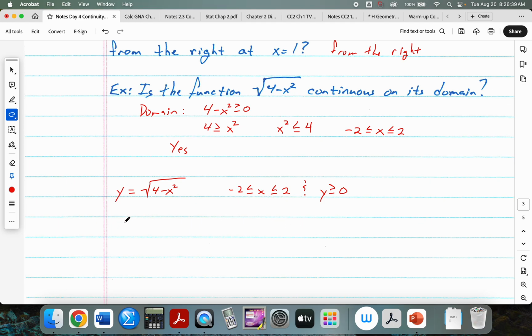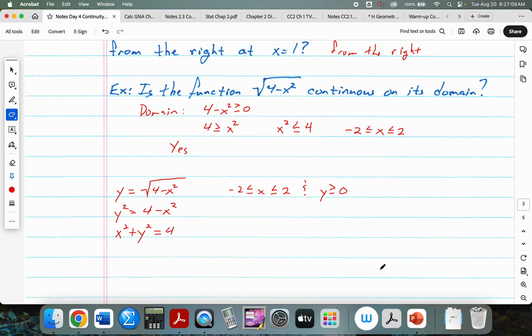Now I'm going to manipulate this into something that you're going to recognize. I'm going to square both sides. And that's the reason why it's important that you write out this part first, because when I square both sides, I lose this part about y's always got to be positive. So that's going to be y squared is equal to 4 minus x squared. Add x squared to both sides, and you've got x squared plus y squared is equal to 4.